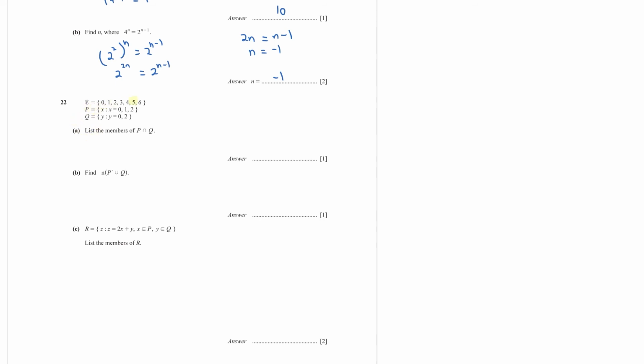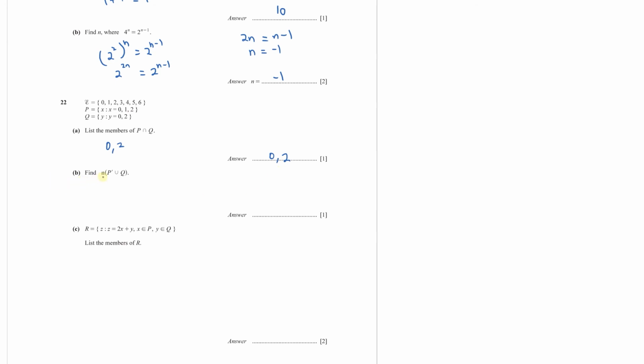Question 22, you're given a universal set, then set P is x has x equals 0, 1, 2, set Q has y equals 0, 2. List the members of P intersection Q. So P intersection Q means the values that are present in both the set P and the set Q. So 0 is present in both, so 0 will be one value, and then 1 is not present in Q, but 2 is present in both, so 0 and 2 are the members of P intersection Q.